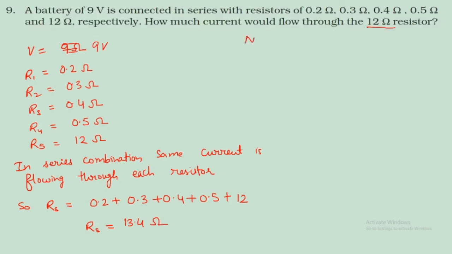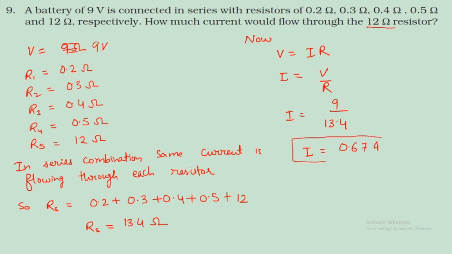Now V equals I into R. We have to find I, so I is equal to V upon R. I becomes 9 upon 13.4. So we get I equals 0.67 ampere. This is the value of current flowing through the 12 ohm resistor. It means it is the same through every resistor.